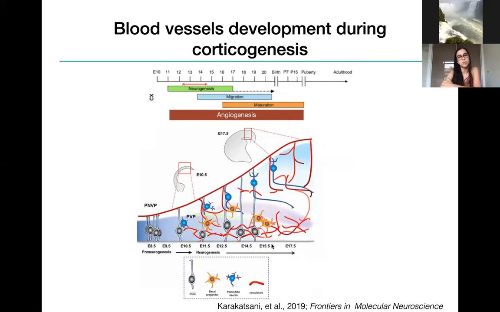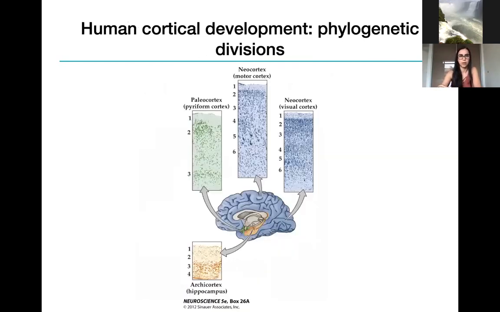So you can see here a schematic representation of a coronal section, and you have here the progenitors, and you can see there are two plexi being formed during brain development. You have the periventricular plexus here, very close to the ventricular zone, and also another plexus that comes from the pia and then invades the cortex and starts branching. So these early aspects of development are crucial for the correct formation of the brain.